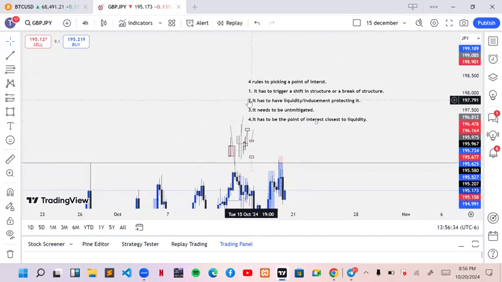These four rules: the structure shift has to have liquidity, it needs to be unmitigated, and it has to be the point of interest closest to liquidity. Once you follow these four rules, it will tell you whether to pick your point of interest from a breaker block or whether to pick your point of interest from your other block. That's just it.